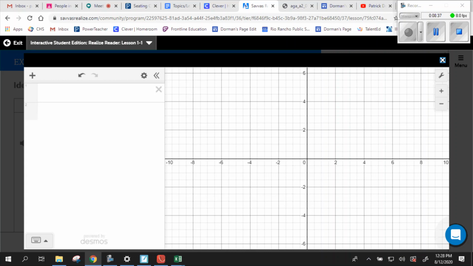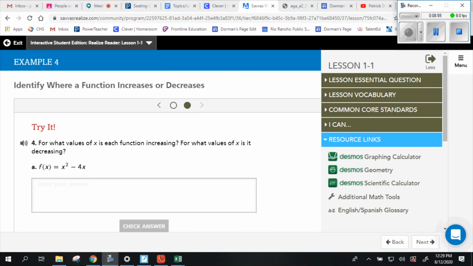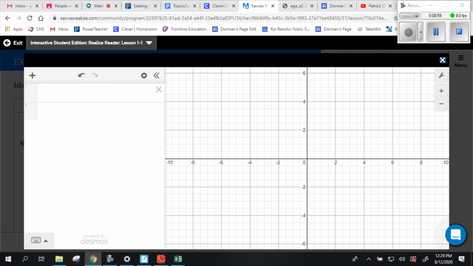You'll notice that this graph kind of gets in my way a little bit. All right, get this thing back out. X squared minus 4x. Let's go ahead and graph that real quick. All right, there it is.